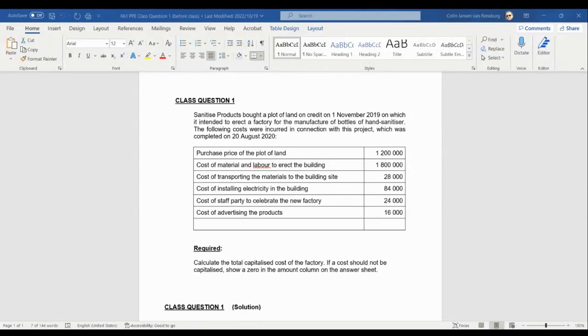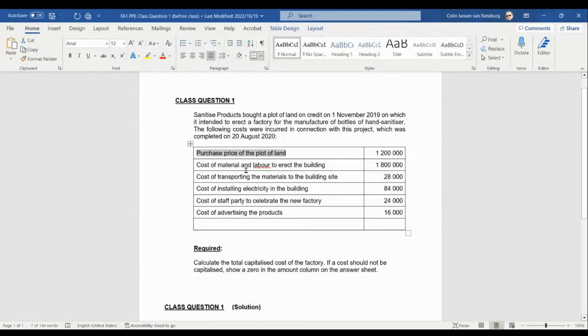Yes, it is the purchase price. It's going to form part of that complete structure, which is going to consist of the land on which the factory is situated and the factory building itself, and eventually all the plant and equipment that is going to be used in the factory. So that will definitely be capitalized as part of the cost of the asset.